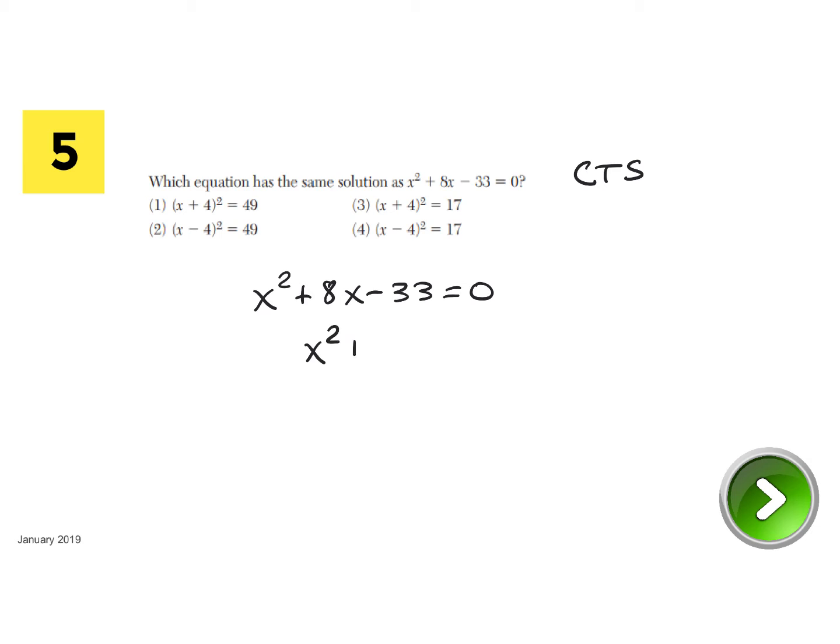So you have x squared plus 8x. Move your 33 to the other side.